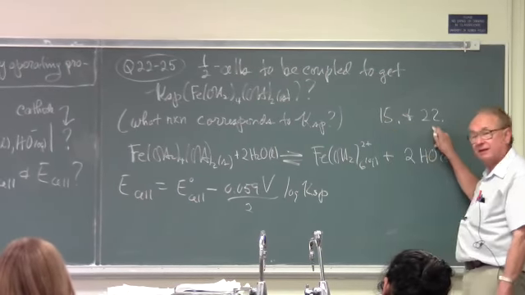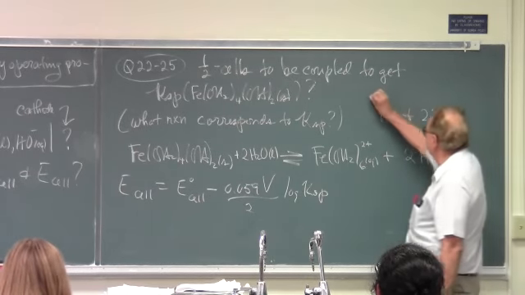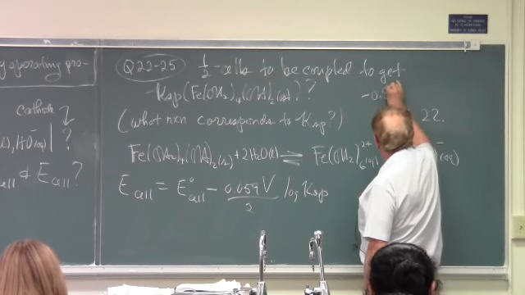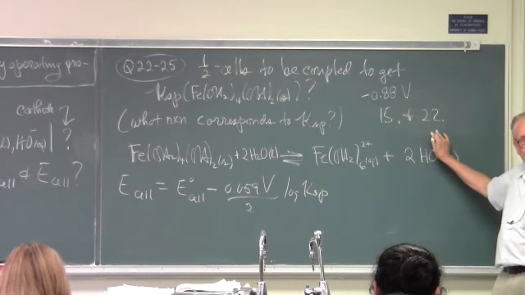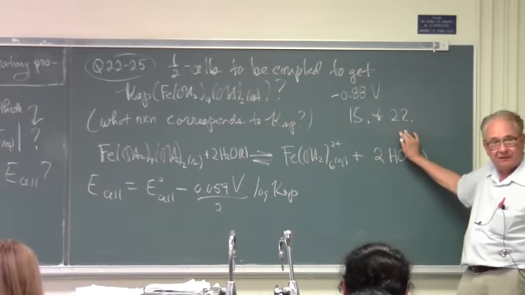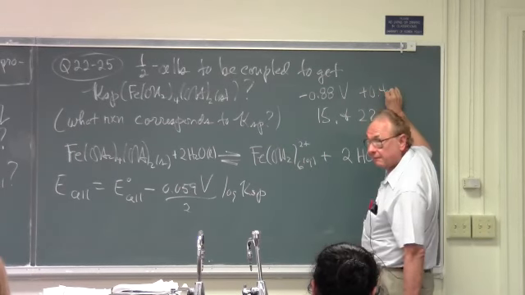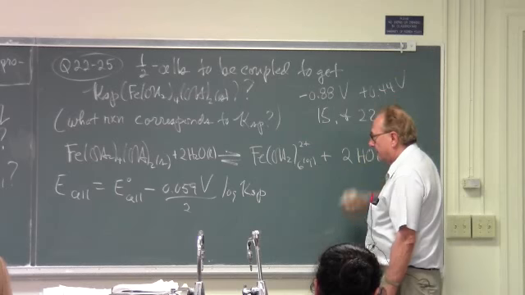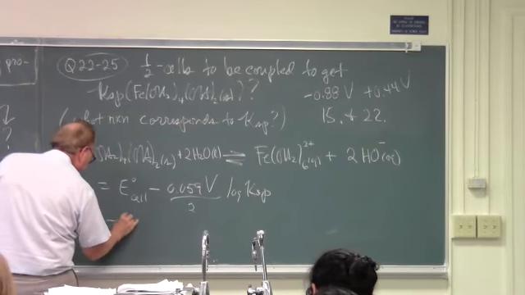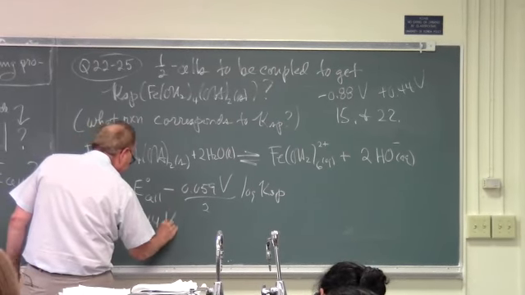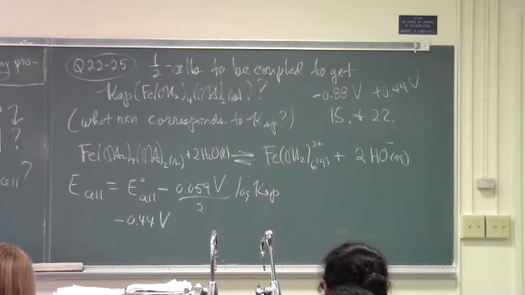0.88. Which of these half cells got reversed to develop this equation? 15. So this is minus 0.88. And 22 is as written. What's E0 for 22? 0.44? Is that correct? Okay. So E0 cell is minus 0.44 volts. This shouldn't surprise you at all.